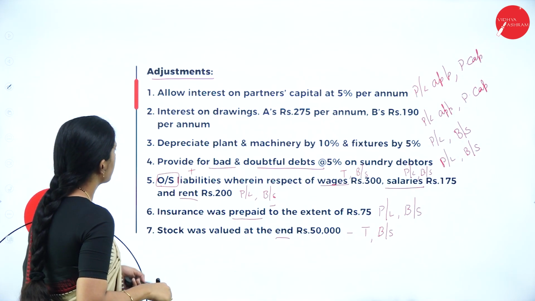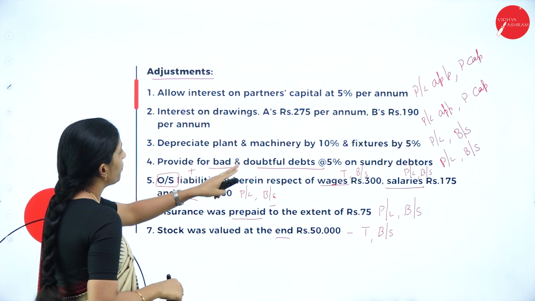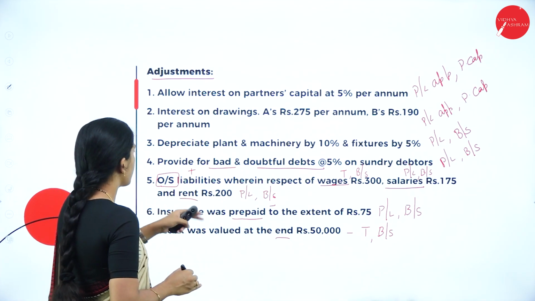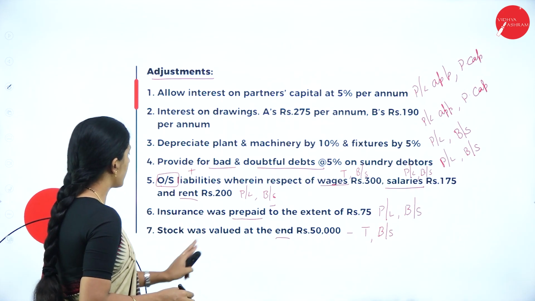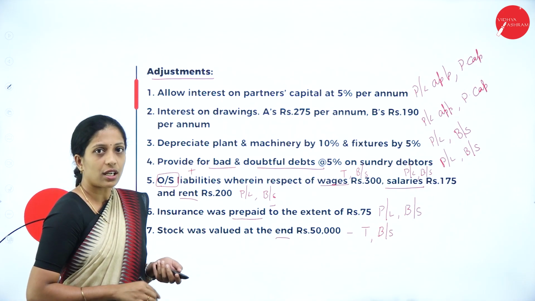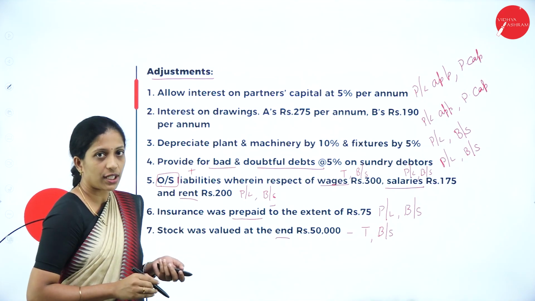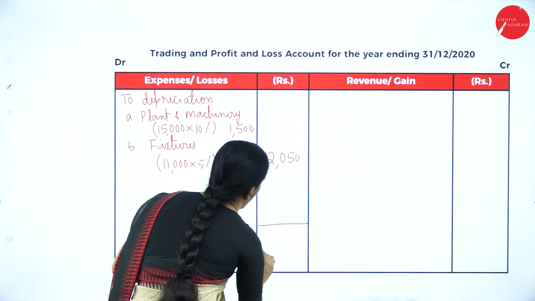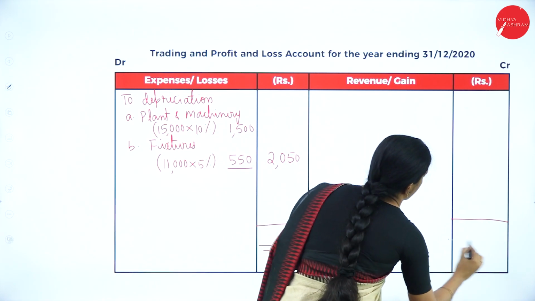Now moving on to the next adjustment. Yes, provide for bad and doubtful debts. We have taken outstanding of all the wages, salaries and rent. We have taken insurance. We have taken closing stock. So we have to take those in the balance sheet another time. Now balance both the sides. What will the balancing figure be? Net profit or net loss.